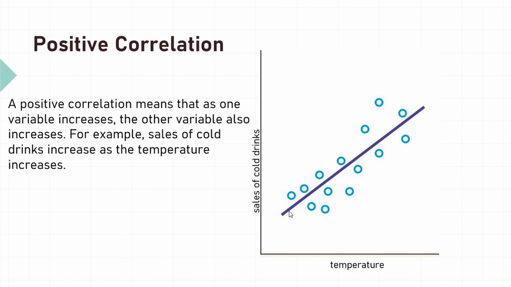A positive correlation means that as one variable increases, the other variable also increases. For example, sales of cold drinks increase as the temperature increases. You can see that sales are increasing as temperature is increasing.